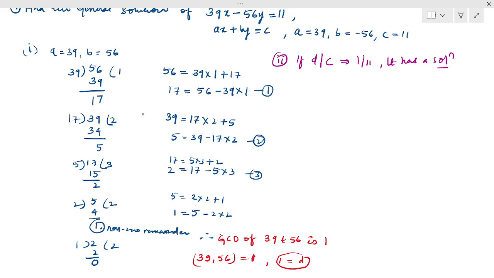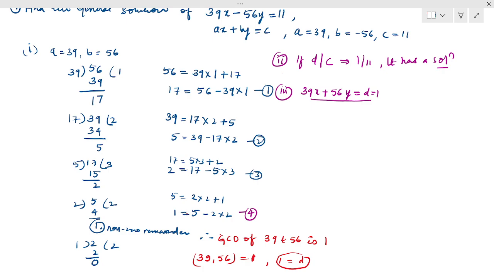I think we have done Euclid's algorithm, and we try to express it in the form of 39x plus 56y is equal to some D. What is the D value? D is equal to 1 here. So for that, we are going back substitution.